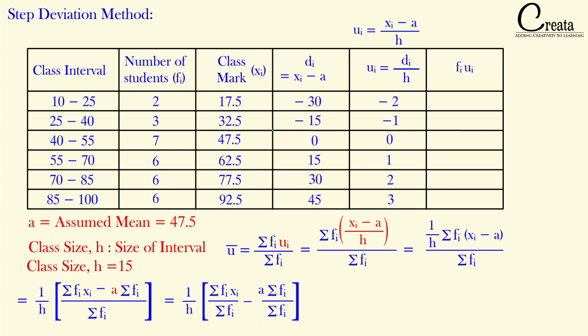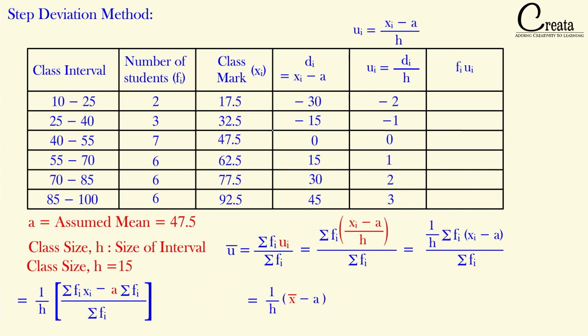Here we got these terms. Let's replace sum of fi into xi upon sum of fi as x bar. This is the formula of mean, that is x bar, the mean of the observation. Further, sum of fi and sum of fi will cancel out. On solving, we got 1 upon h into (x bar minus a).